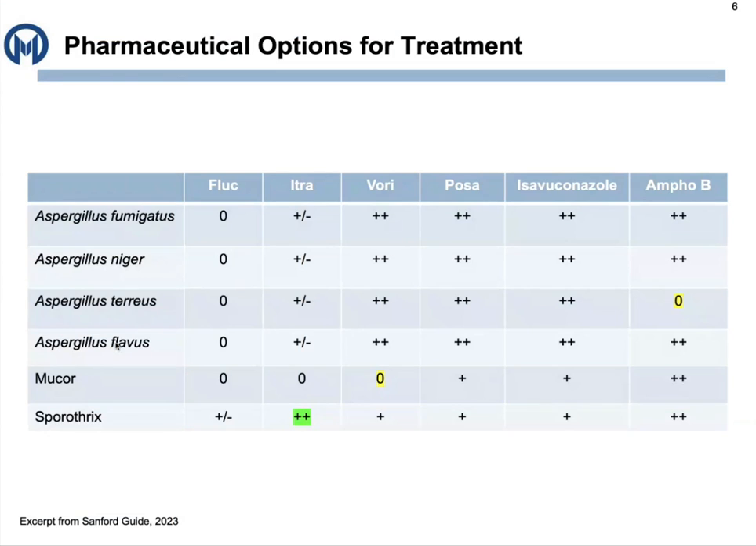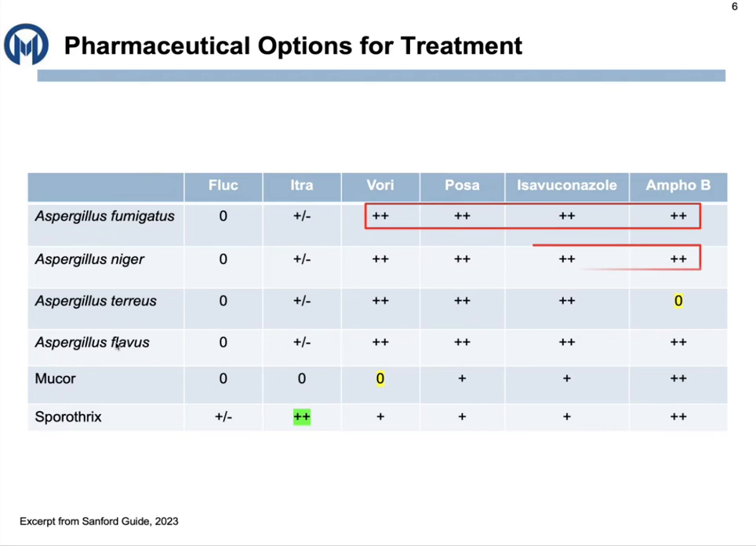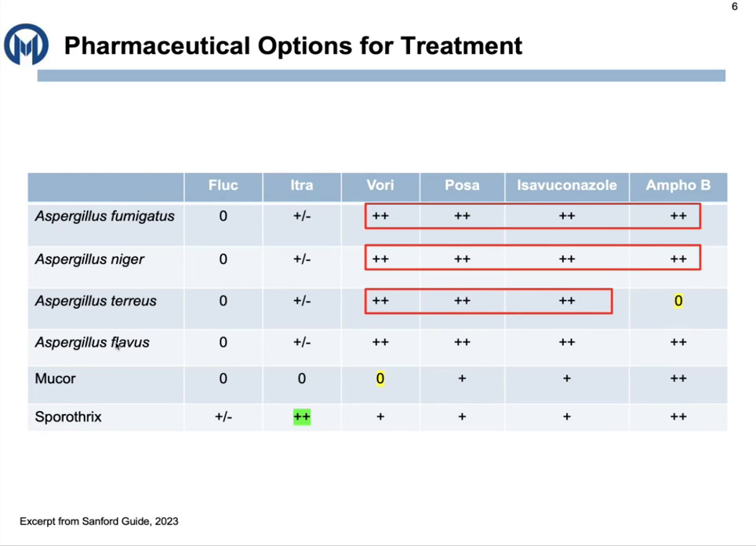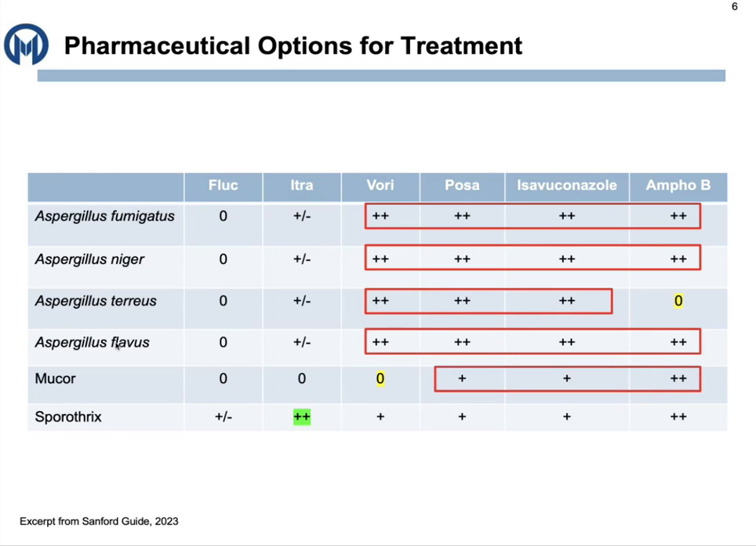So keeping in mind the bugs of today's discussion being the Aspergillus family, the Mucor family, and Sporothrix, I just extracted this from the Stanford guide. Most Aspergillus, you can see you can use a wide array, but the key one is Aspergillus terreus, which is no amphotericin products. Then with Mucor, the key thing is no Vori coverage traditionally. And then with Sporothrix, you have the additional option of using itraconazole.